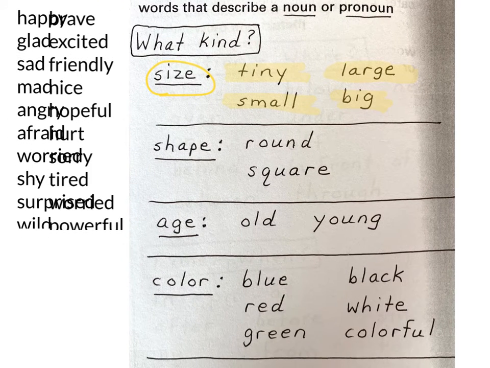We can look at the shape. We can say the earth is round. We can say the table is square. We can talk about how old or young something is. We can say the teacher is old. We can say the baby is young.